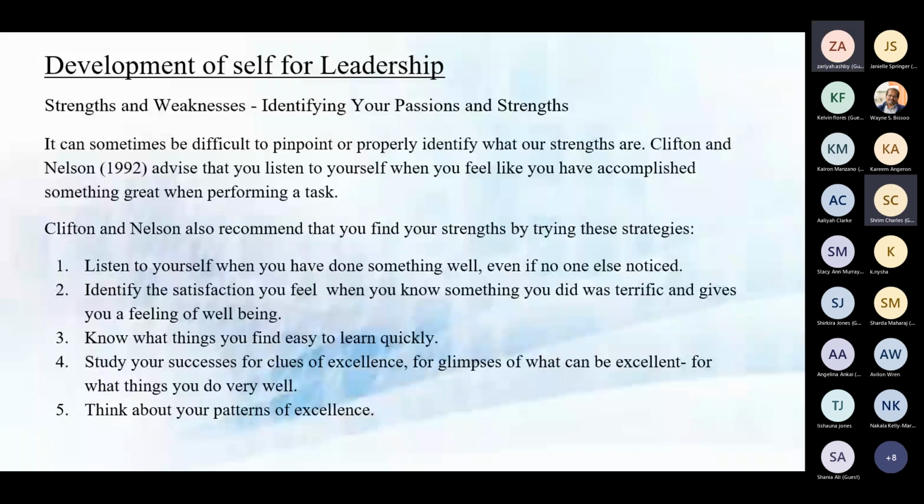And the fifth one is to think about your patterns of excellence. When you're practicing a skill, it could be anything, singing, dancing, cooking, and you feel that every time you do it, the first time, the second time, the third time, you're improving, this is something to take note of. Identifying these things and labeling them as your strengths can help improve your self-esteem and self-confidence by acknowledging that you bring talents to certain situations and that you could contribute to the leadership of a particular cause.